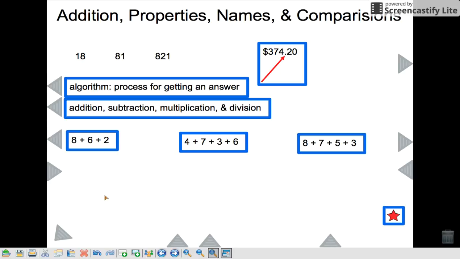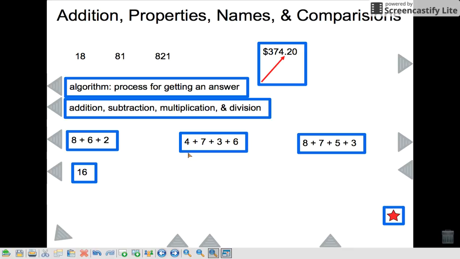Welcome back. So, when we have more than one number in a series to add, sometimes it's easier if we try to group them in tens. For example, in this first problem, 8 plus 6 plus 2. I know that if I add the 8 and the 2, I can get 10, which makes it easier to add 10 plus 6. 10 plus 6 is 16. The correct answer to this one is 16.